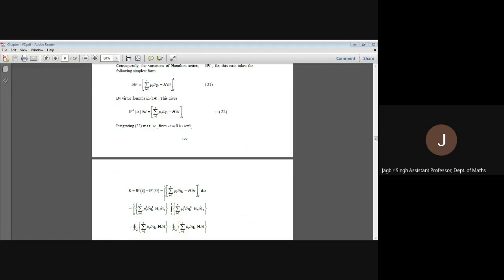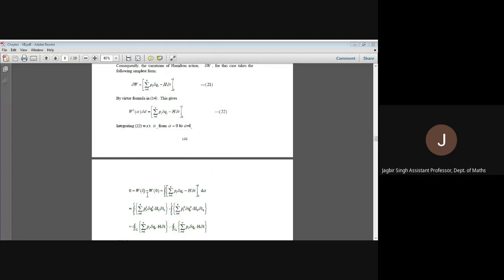On right hand side, it will be integration 0 to L summation i from 1 to n p_i delta q_i minus H delta t, 0 1, d alpha. Okay, now W_L minus W_0, it is 0. Why? Because the curve is closed. So the point for alpha equal to 0 and for alpha equal to L will be the similar one. If the curve is closed, then the initial and final point will be similar. So if these two are the similar points, their values will be similar, and hence W_L minus W_0 is 0.